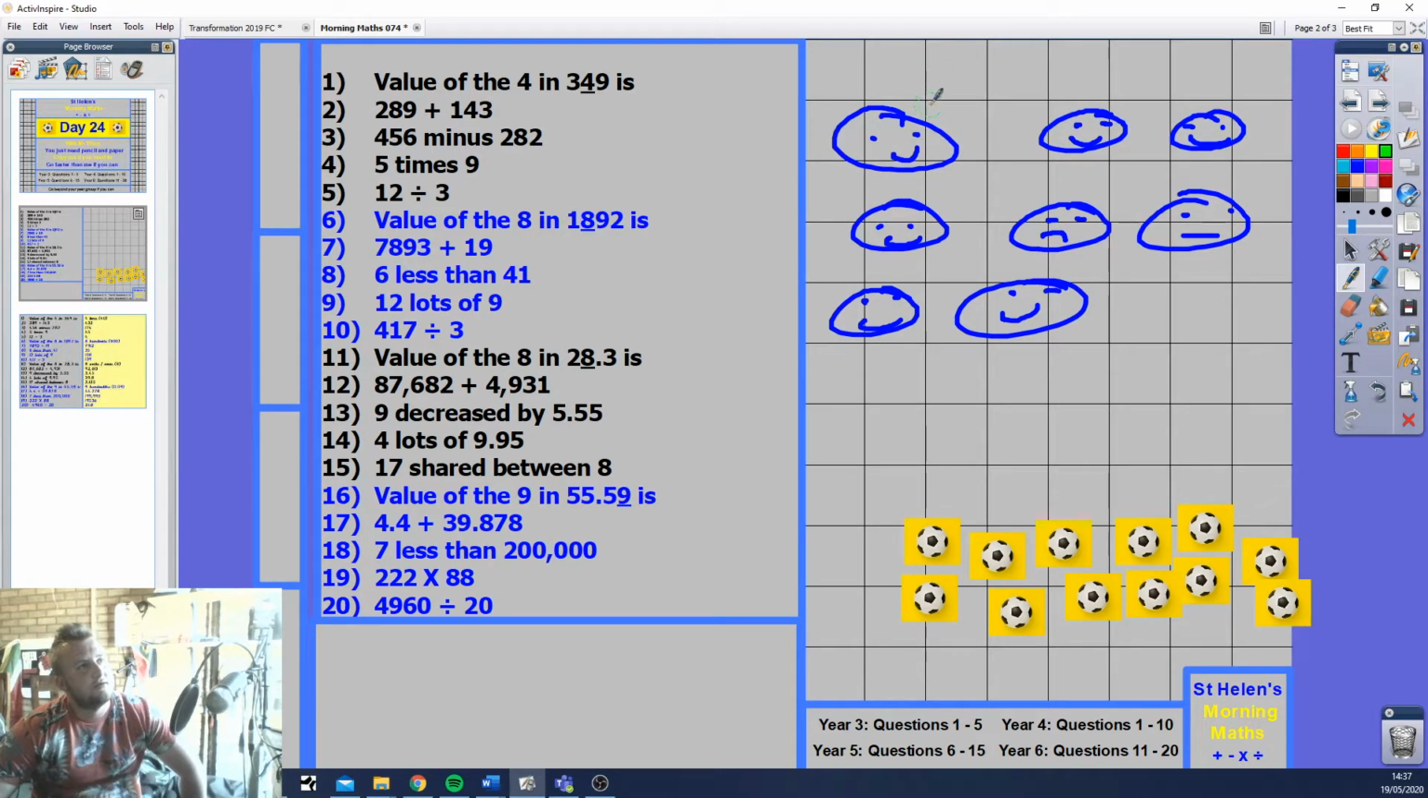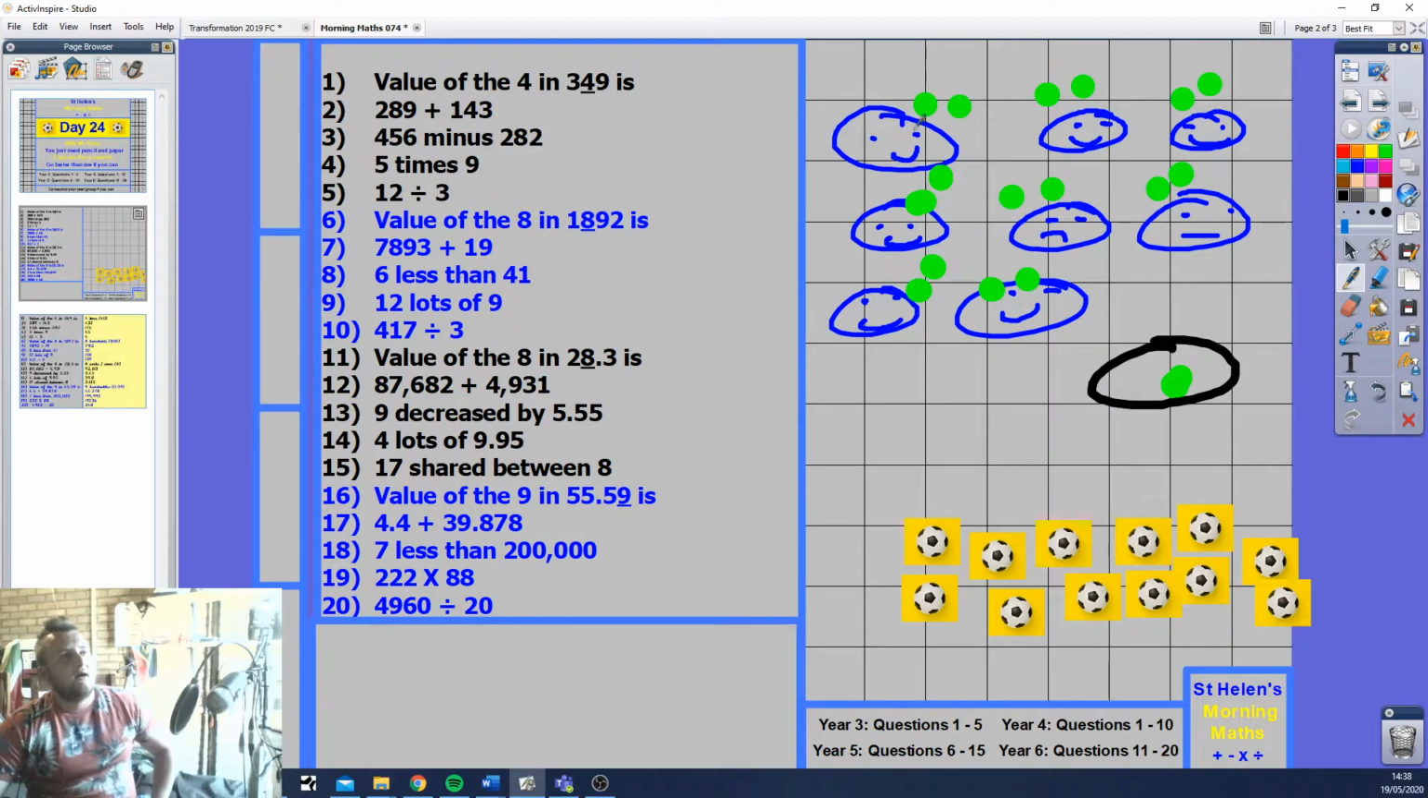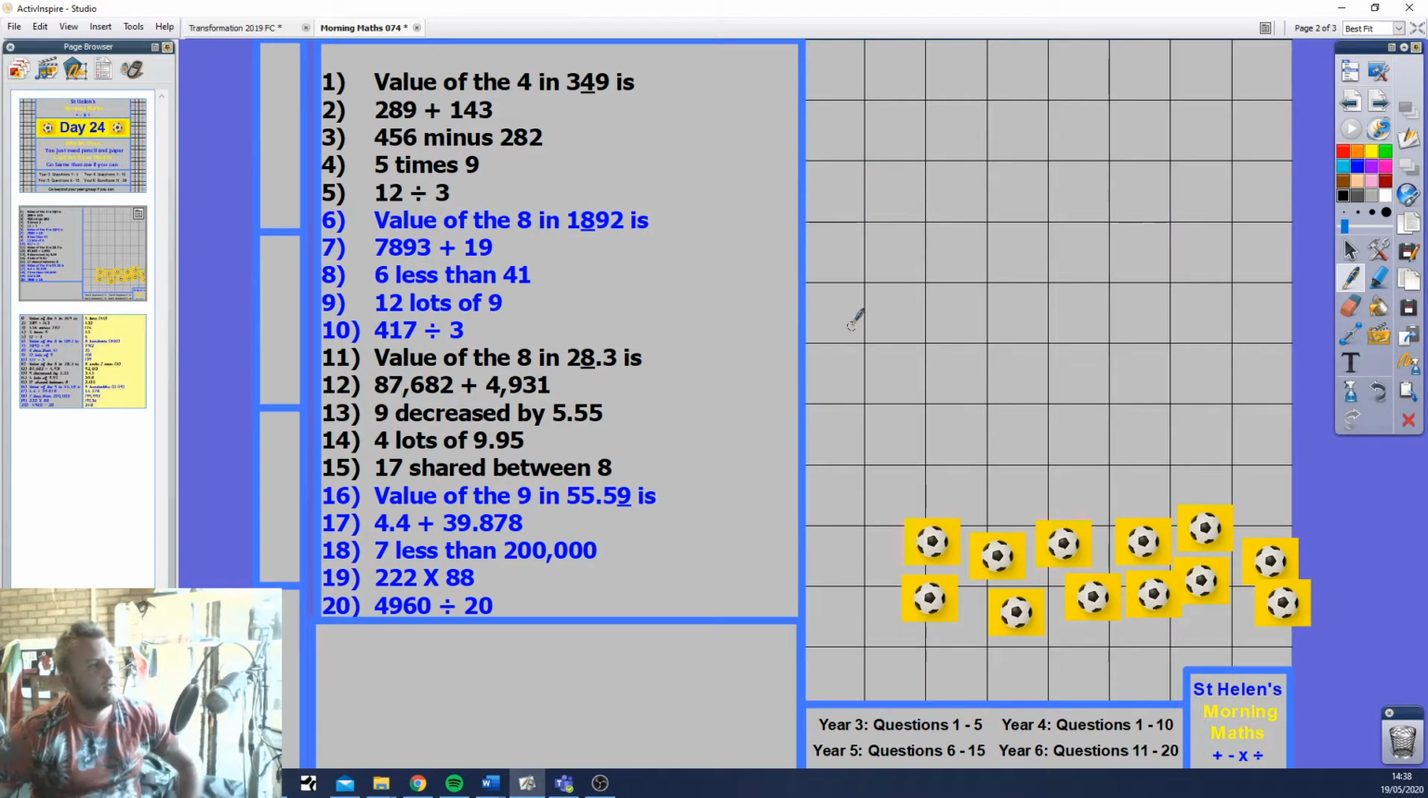Okay, so we need to count to 17. 1, 2, 3, 4, 5, 6, 7, 8, 9, 10, 11, 12, 13, 14, 15, 16. So as you can see there, that's the 17th one here. I was able to give each person 2 tennis balls, but there was 1 left over, and that was the remainder. So there you go. So we move on to the next question.